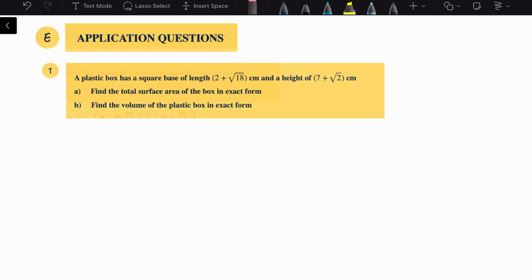Now we're going on to the application questions involving surds. We have a question here that says a plastic box has a square base of length 2 plus square root 18. For the benefit of everyone, I'm going to draw out the diagram to better visualize it. A square base of 2 plus root 18 cm and a height of 7 plus square root 2 cm. Find the total surface area of the box in exact form.